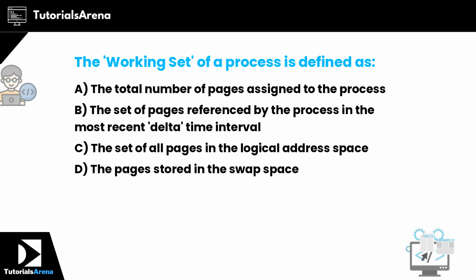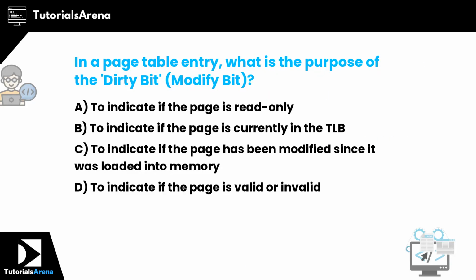The working set of a process is defined as the correct answer is option B, the set of pages referenced by the process in the most recent delta time interval. In a page table entry, what is the purpose of the dirty bit, modify bit? The correct answer is option C, to indicate if the page has been modified since it was loaded into memory.